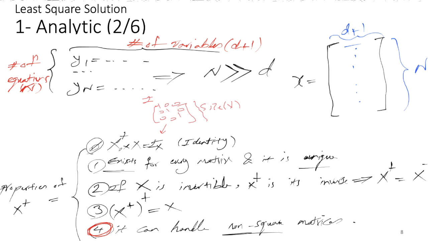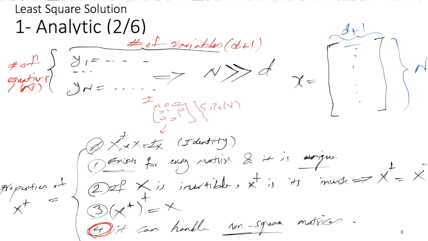Also, the second property is that X-dagger exists for every matrix, which is nice for us, and also it's unique. It's not like the real inverse of a matrix, which you cannot have because the matrix was not square. In the case of pseudo-inverse, it exists for every matrix and it's unique.